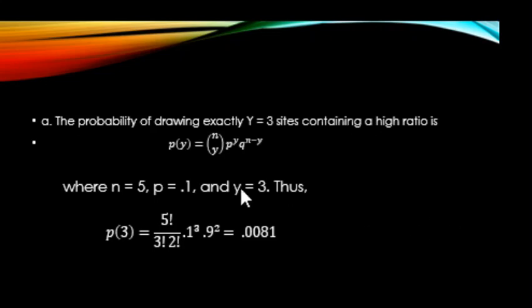Using the formula for our binomial distribution, probability of 3 is what we are trying to find. n is 5, y is 3, p is 0.1. Putting this in the formula, probability of 3 is 5 factorial divided by 3 factorial times 2 factorial. That's the n choose y part. Then 0.1 raised to 3 and 0.9, which is the probability of failure, raised to n minus y, so 5 minus 3 is 2. 0.0081 is the probability that exactly 3 sites have high ratio.